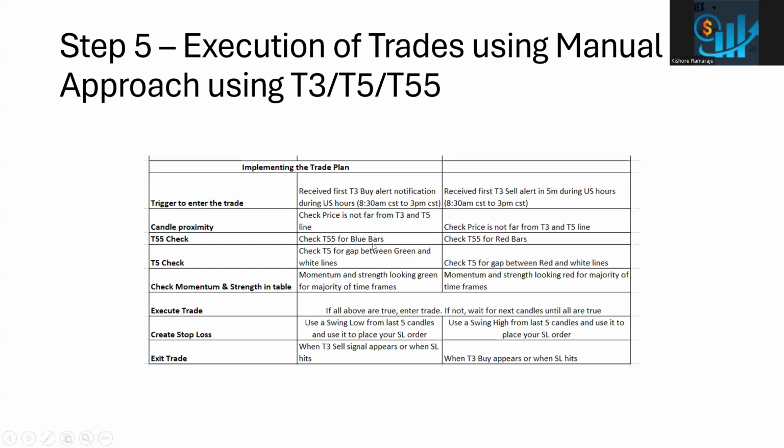So we have four major indicators. One of them is price pulse, one of them is T3, then we have T5, T55. So we have two different types of approaches if we are doing manual trading.